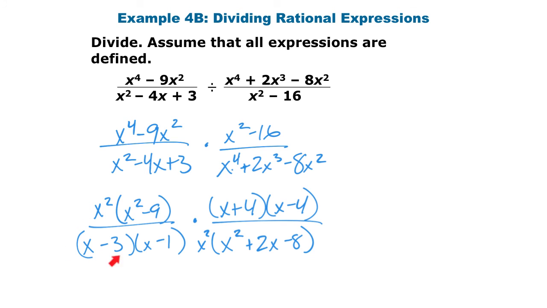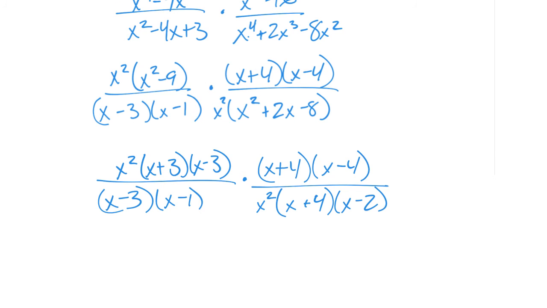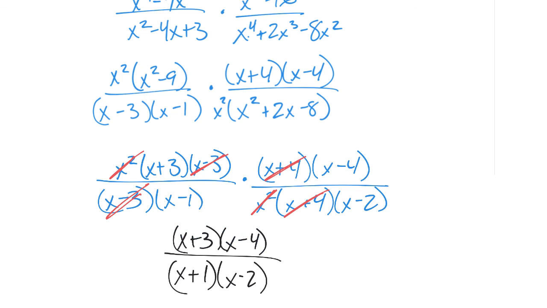Here was my first step at factoring, but I can see a few pieces here that I can factor even more. Now it's fully factored, so I'm going to start simplifying. I can get rid of my x squared, the x minus 3 factor, the x plus 4 factor, and I'm just going to write out what I have left. This is what I'm left with. I can't factor it anymore, so I just stop right there.